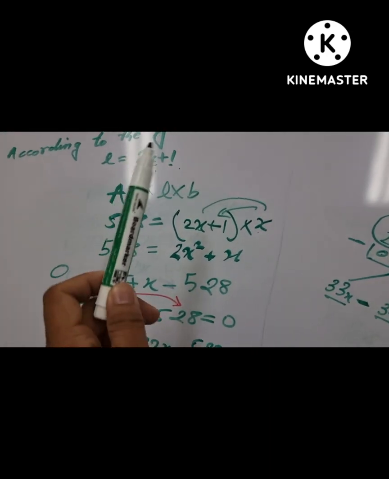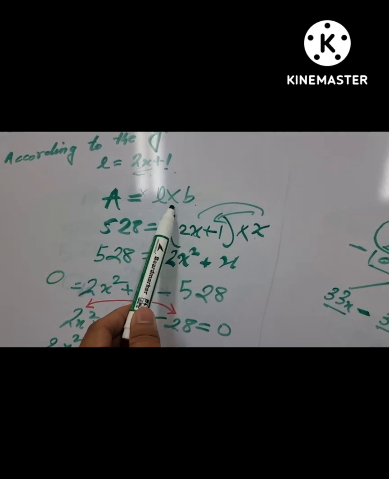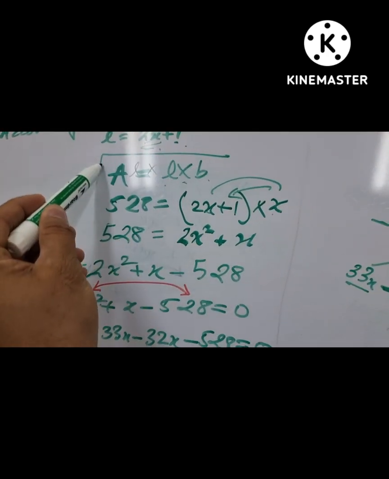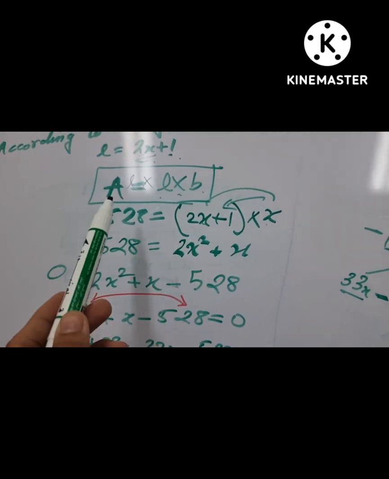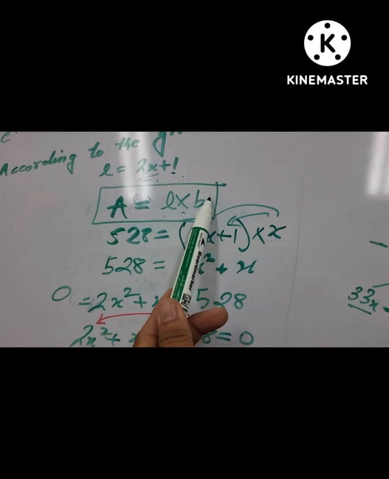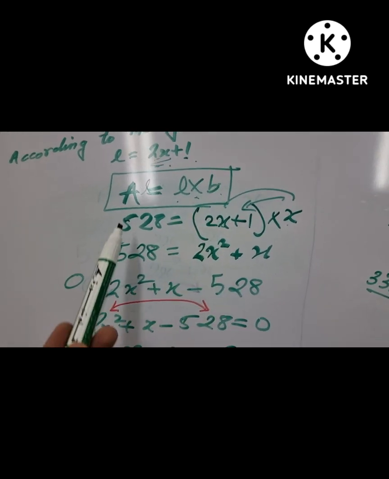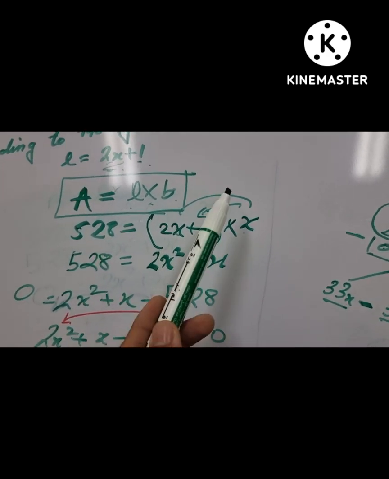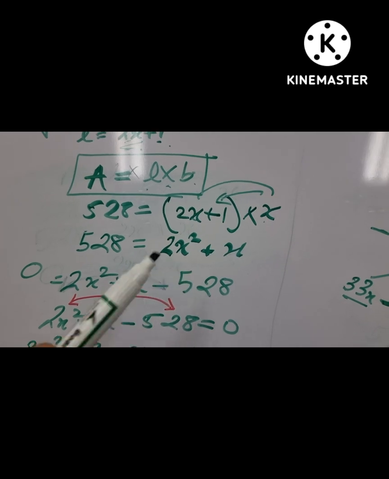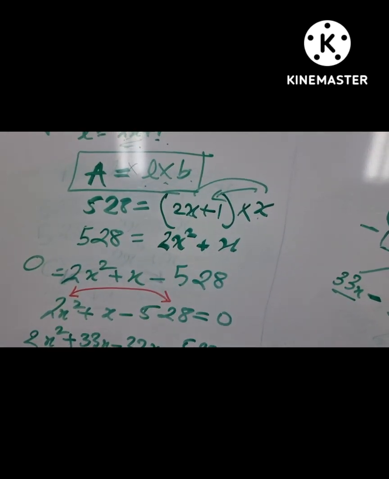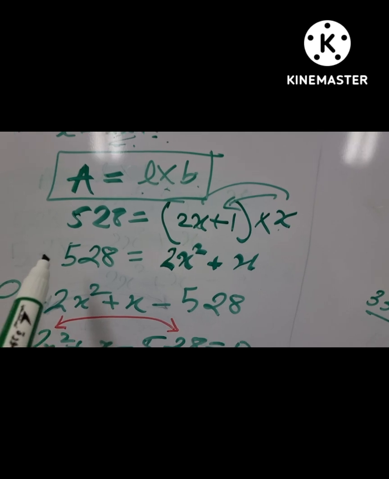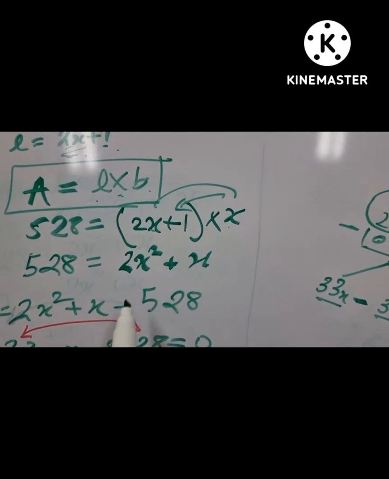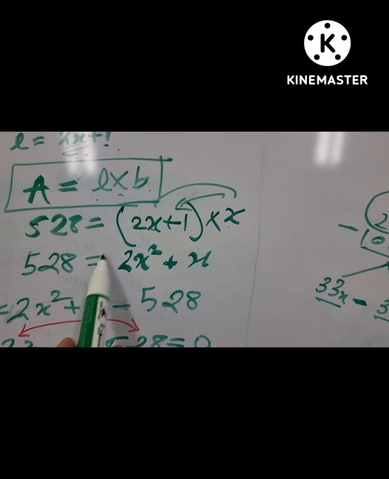Now we know that area of rectangle is length times width. So we are going to plug in this equation, we will plug in area, length and breadth in terms of x. So area is 528, length is 2x plus 1, breadth is x. So we have plugged in over here length and width. Area is 528. Now multiply this x inside the bracket, you will get 2x squared plus x.